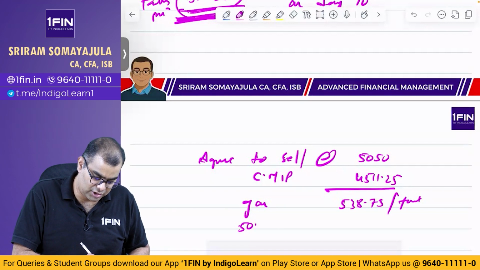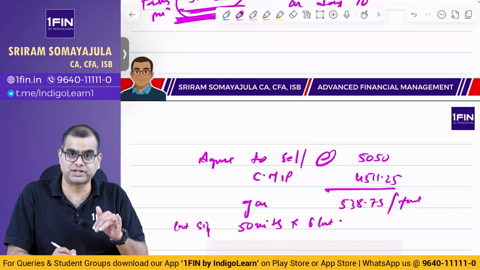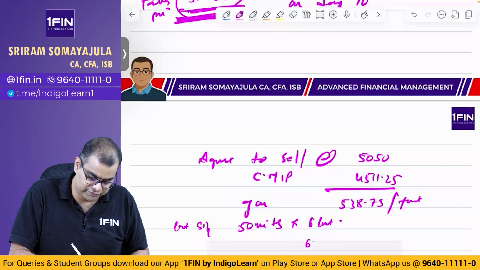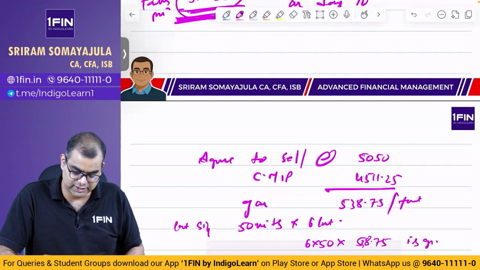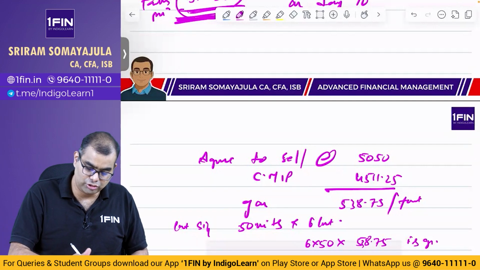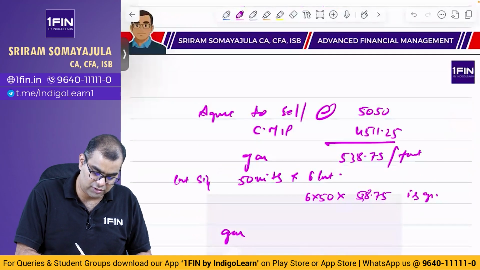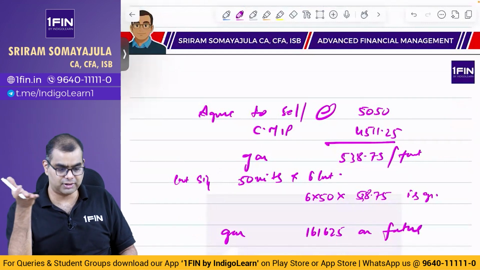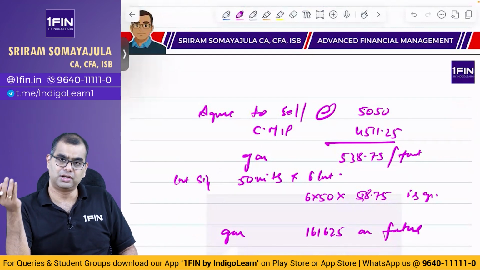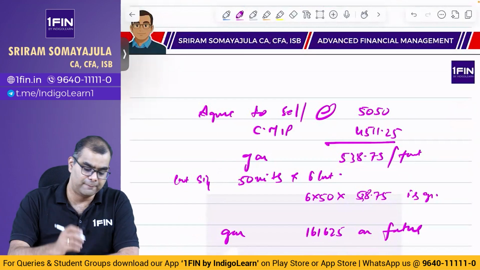We had a lot size of 50 units and 6 lots. We sold 6 lots. So 6 into 50 into 538.75 is the gain, into 300. 6 into 50 is 300. So you made a gain of 161,625 on futures. And on net cash settlement, you have agreed to sell at a higher rate, but a market rate is coming. So whatever is the difference between those two, that will come to you as profit.